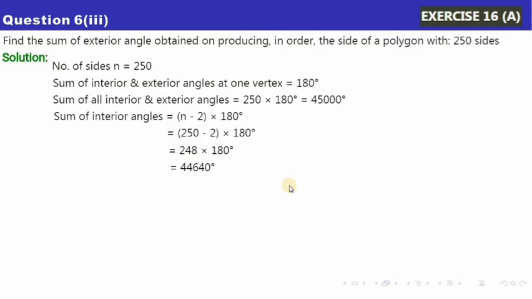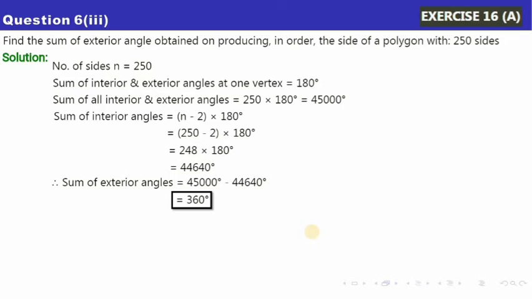Okay, so this is the sum of all interior angles, and the total contains both the sum of interior and exterior angles. So the sum of exterior angles can only be obtained if I remove the interior angles from this total, and the interior angles are this much. So I am removing this much from the total, and that gives you again 360 degrees.